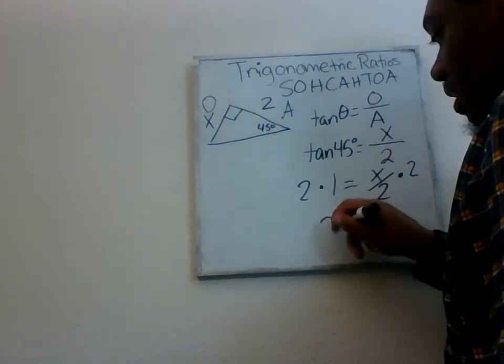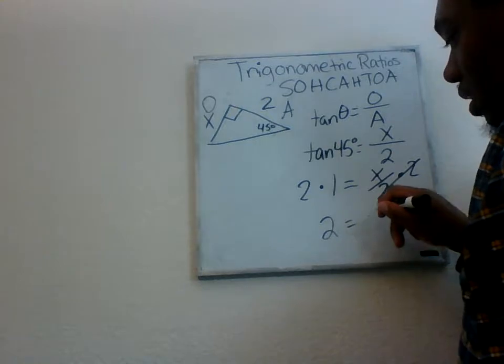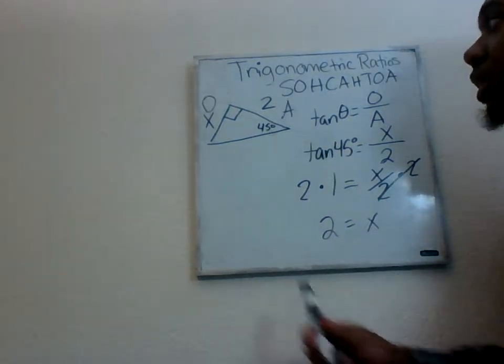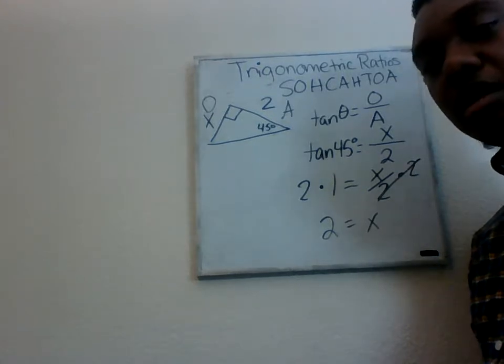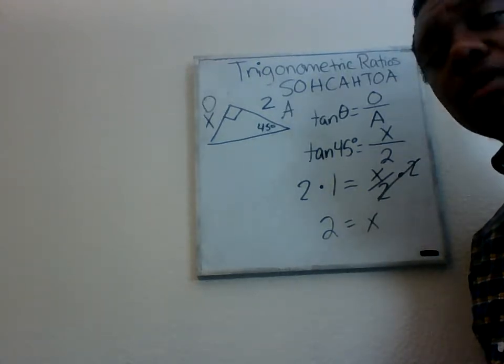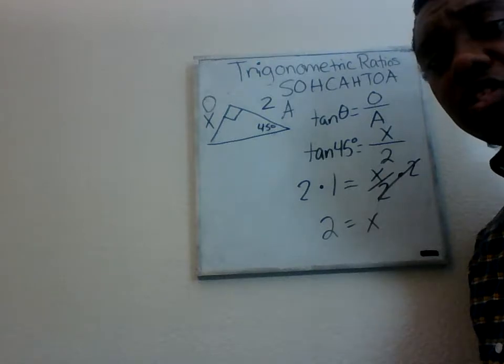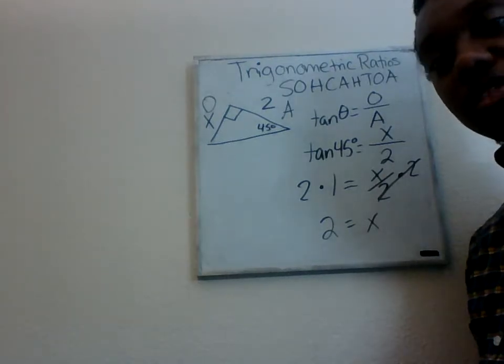Okay. And I end up getting that 2 equals x. So this is 2, and that side is also 2. Oh, what kind of triangle is that? Well, it's a right triangle. Yeah, well, what kind of right triangle? You have 2 sides of equal length of 2. Oh, that's an isosceles right triangle.